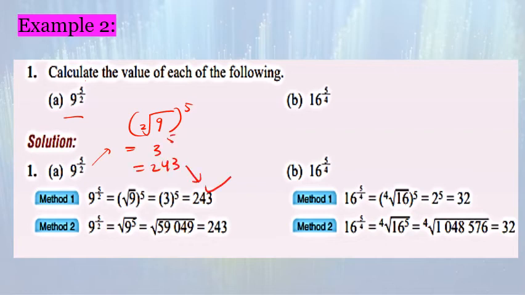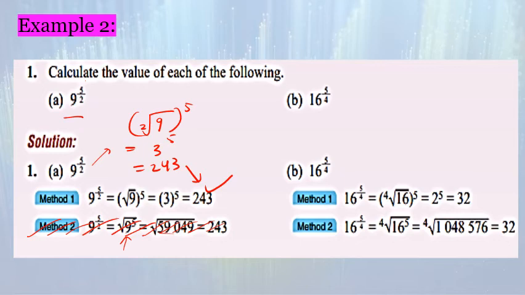Okay, 243. The second method is you find the power first. You look at this, 9 power 5, the answer is 59049, then only you find the square root. You still get the same answer, but I don't recommend this because you'll be dealing with larger numbers. Better you find the root first.